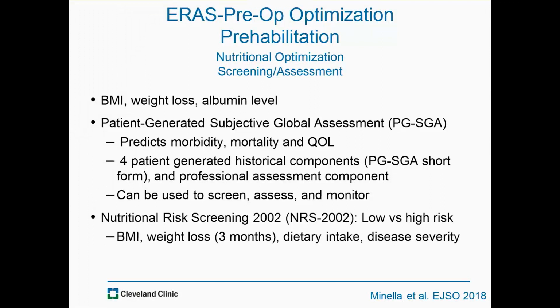And it really can be used to screen, assess, and monitor longitudinally. A similar screening tool is the Nutritional Risk Screening Tool of 2002, which can stratify patients as low versus high risk, and it uses the BMI, weight loss over the last 3 months, and the dietary intake and disease severity to screen patients for malnutrition. And those are all tools that help us assess patients who would benefit from an intervention.